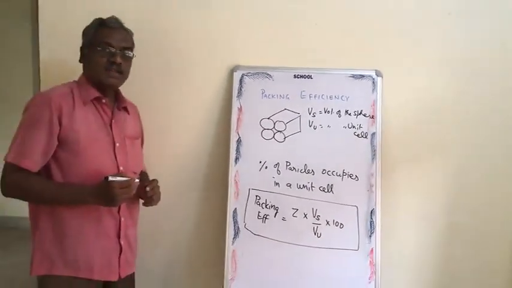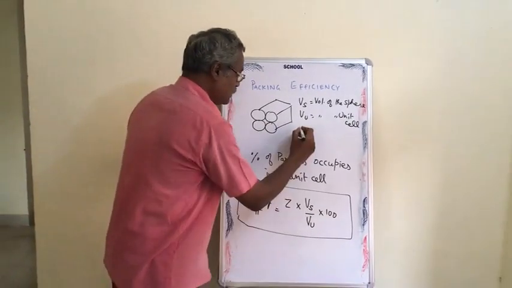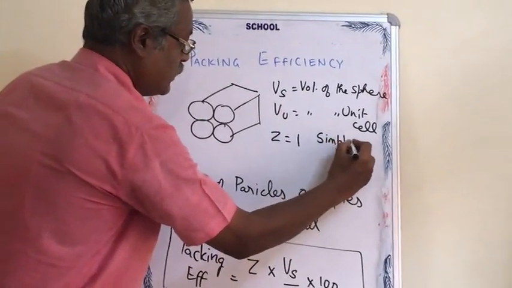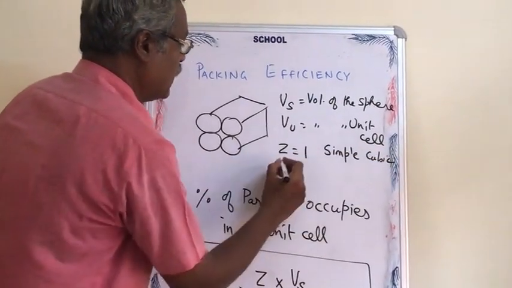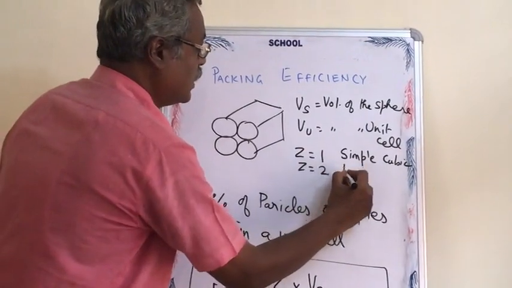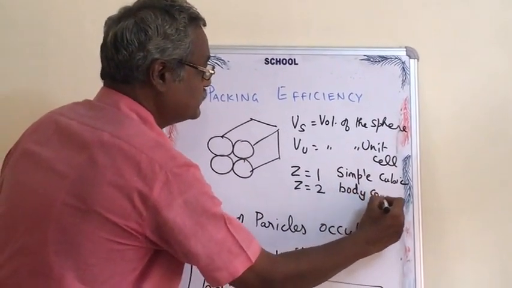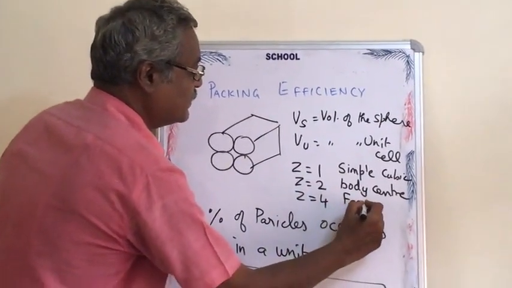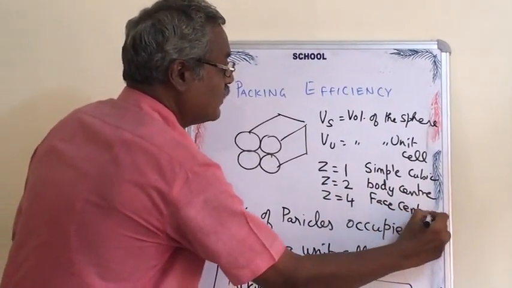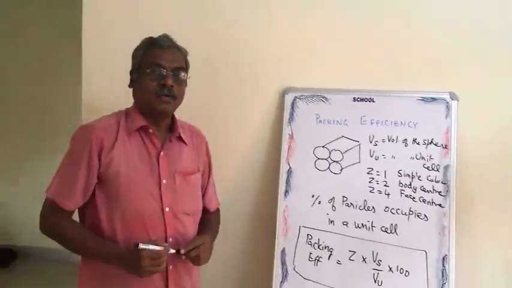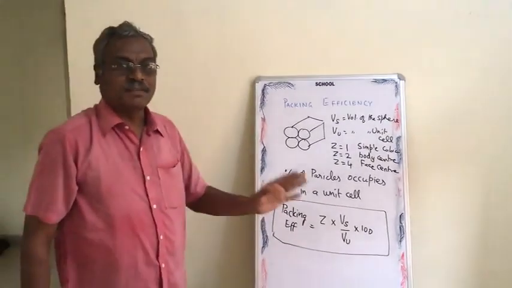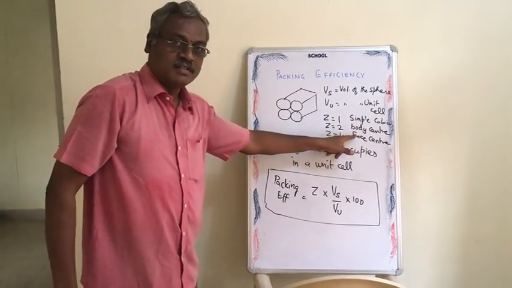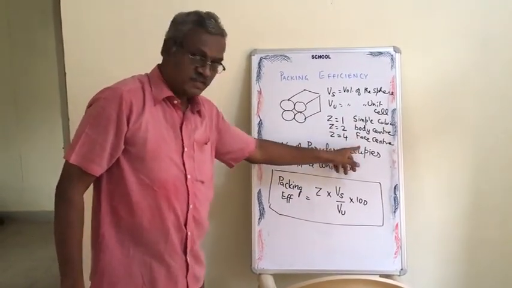Now we already studied that Z value is 1 for simple cubic. Z value is 2 for body centered. And Z value is equal to 4 for face centered. So today we are going to study what is the packing efficiency for simple cubic, for body centered, and for face centered.